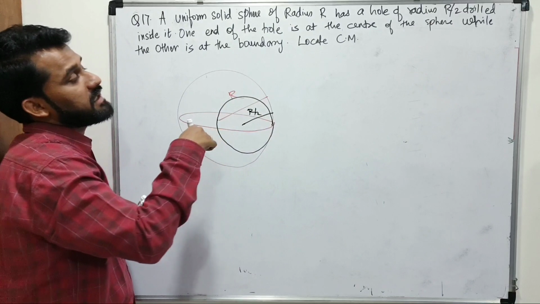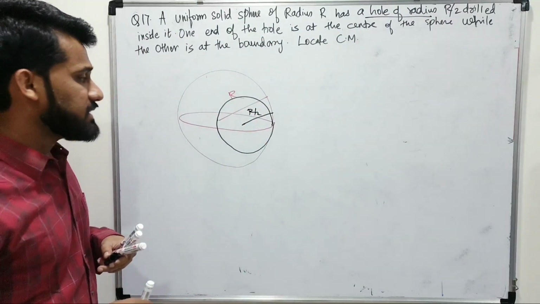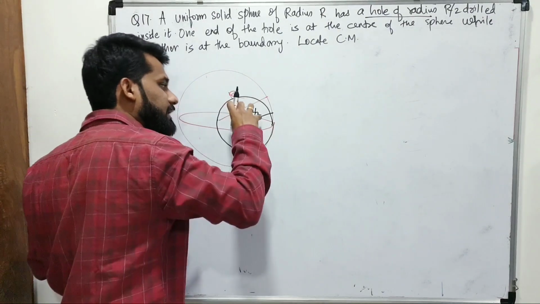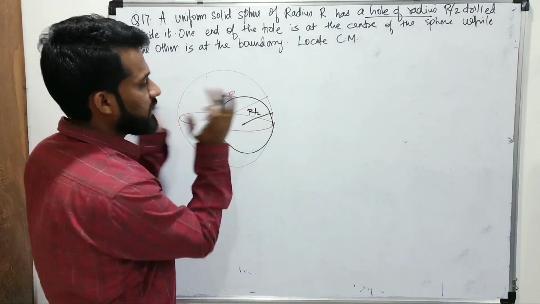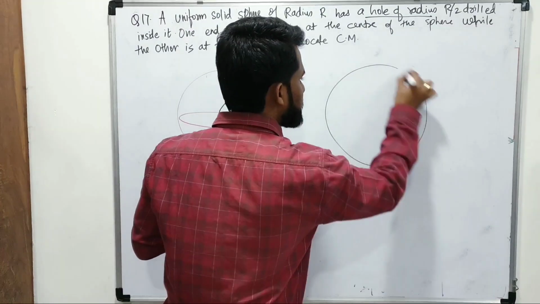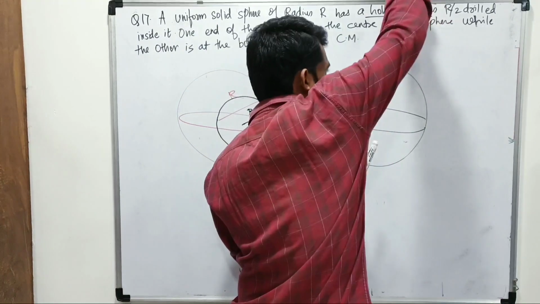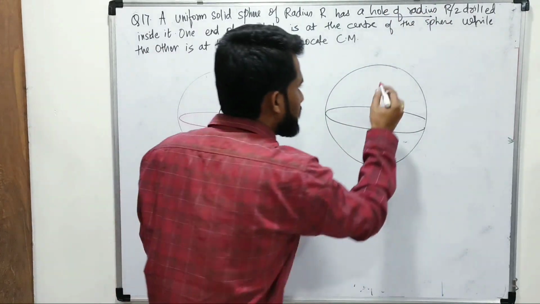But in this question it is given that the hole is drilled. Now the problem with this hole drilled is, if you drill a hole inside a sphere, from this view you can see it in this way. But from this view it will appear in this way. See, this is the sphere, and if I drill a hole right from the top, it will appear in this way.